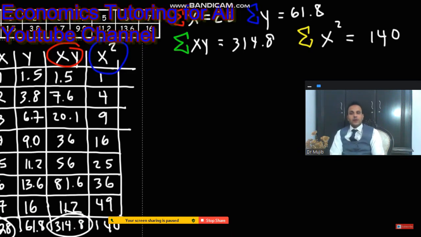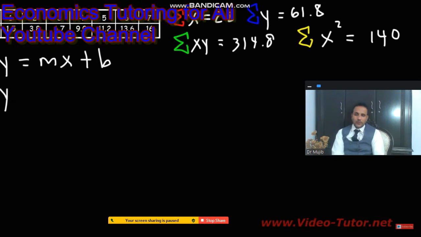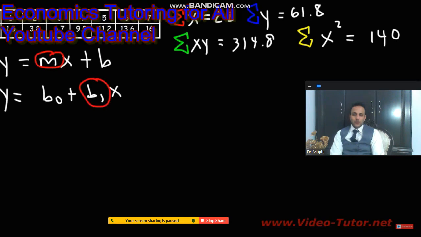So we calculated different values: summation x, summation y, summation xy, as well as summation x square. Now we have to put the values in the model. We have two types of the model. Y is equal to mx plus b. Both are the same. There is no difference, but we just replace the symbols. M as well as beta 1 are the coefficient of x and they are equal. We call this the slope of the line.